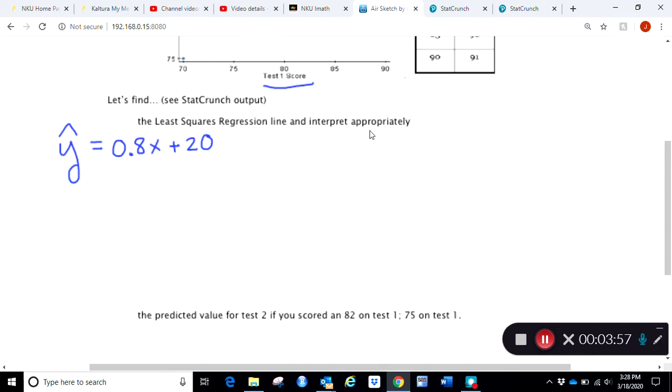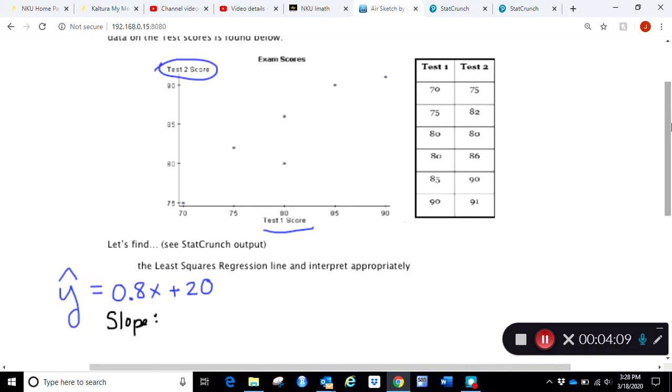As I mentioned in the previous video, we will always interpret slope. So let's first understand how we're going to interpret that value. Here it's positive, which I'm not shocked by at all because I see this positive trend going on with my scores. Now the value tells me how the scores change. The positive tells me that as test 1 scores increased, so do test 2 scores. But the 0.8 is telling me by how much.